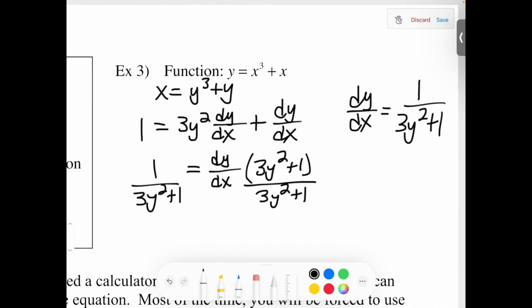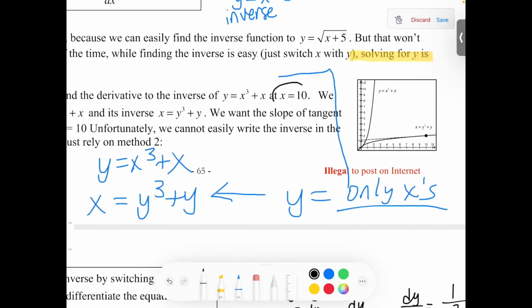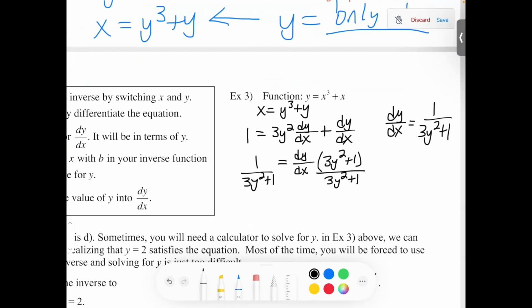Now, here's the problem. We want to find the derivative at, if we go back up here to the problem, it says that x equals 10. Derivative of the inverse at x equals 10. So this is actually for the original function for f of x. This is actually the point a, comma, 10. So this is actually the b value for the original, or the y value. So if we go back down here, how could we go about solving this?